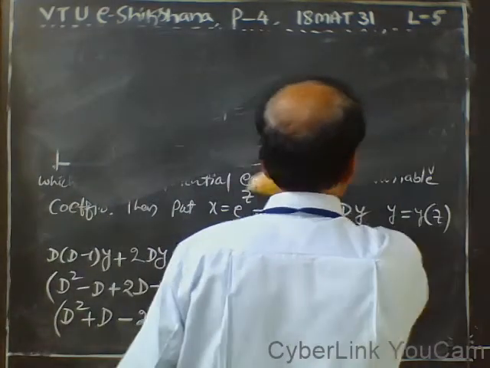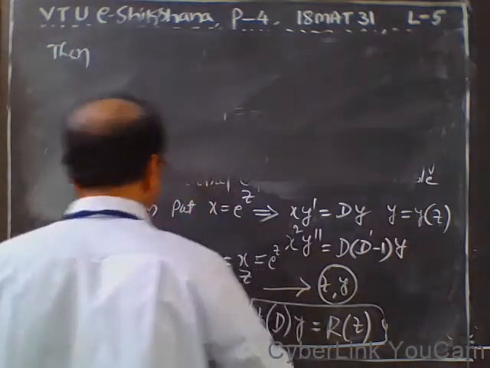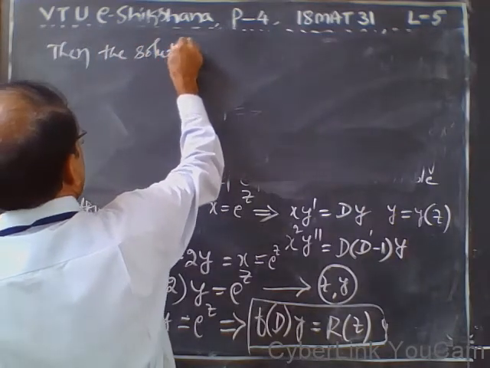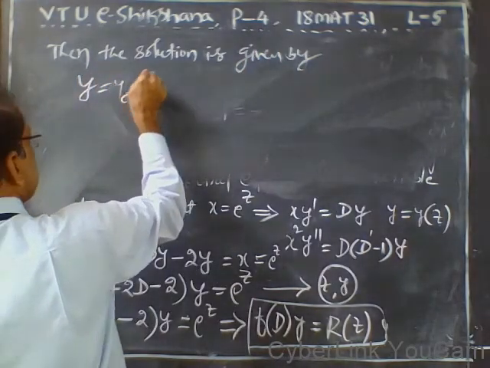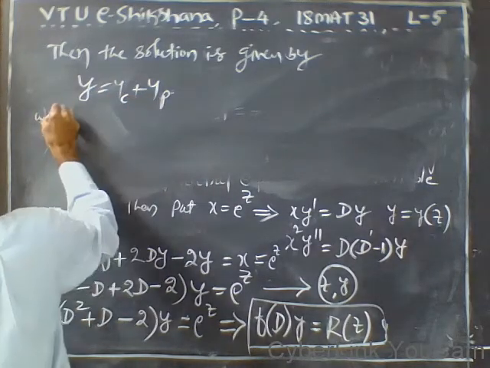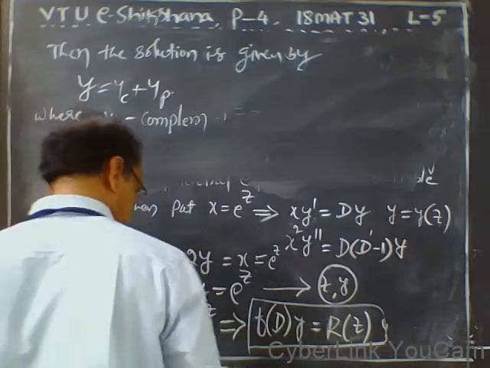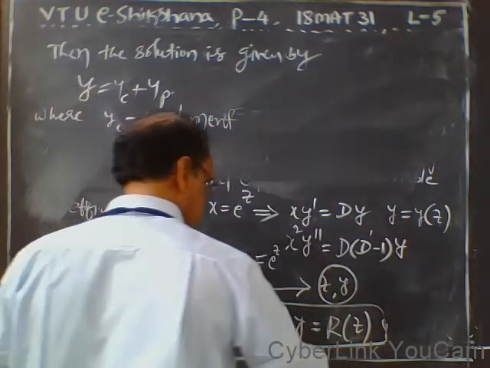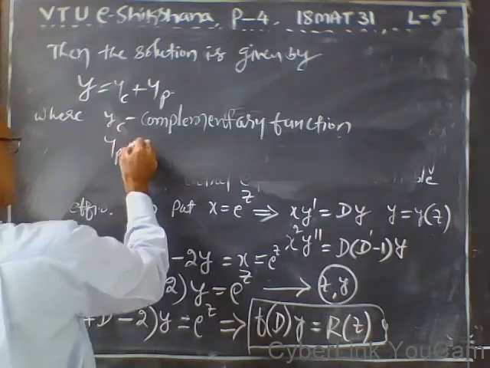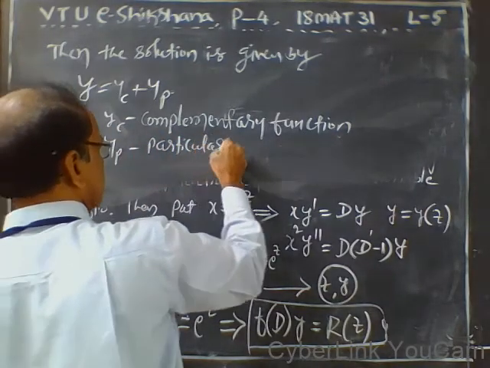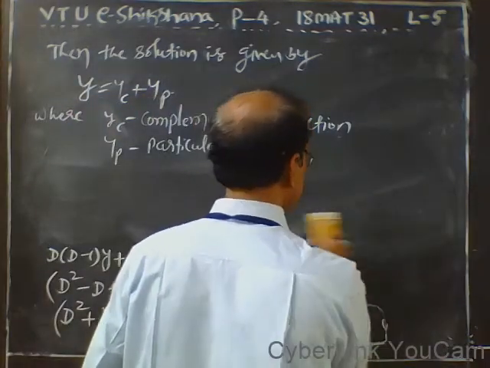How will this solution behave? Let us verify this. Then the solution is given by y is equal to yc plus yp, where yc is called the complementary function, and yp is the particular integral. What is this complementary function?